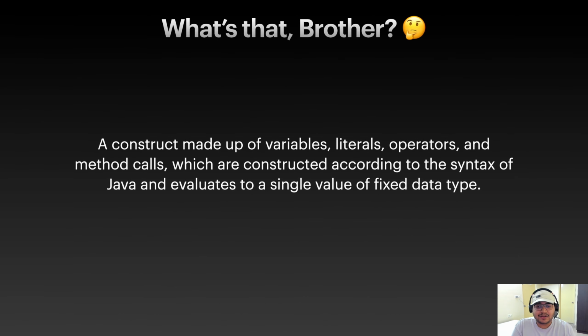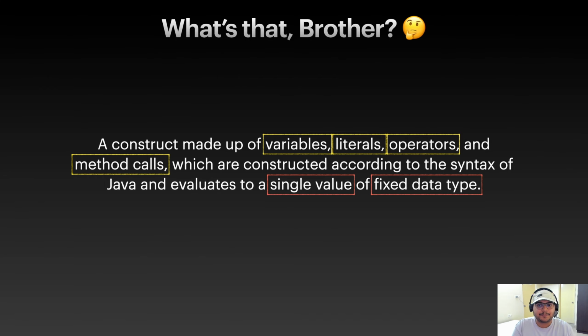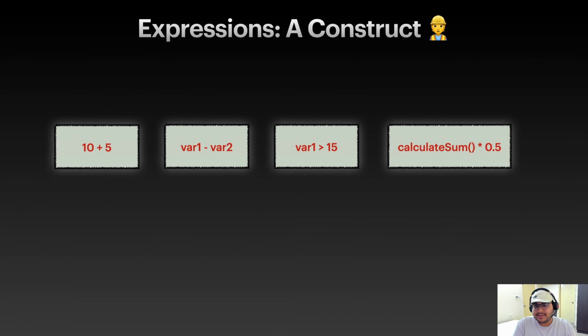An expression is a construct or a combination of variables, literals, operators, and method calls. Remember these four components, which are constructed according to the syntax of Java programming language and which evaluate to a single value of fixed data type. For example, consider these four combinations. All of them represent expressions in Java.